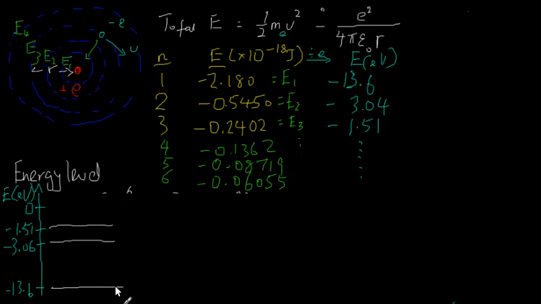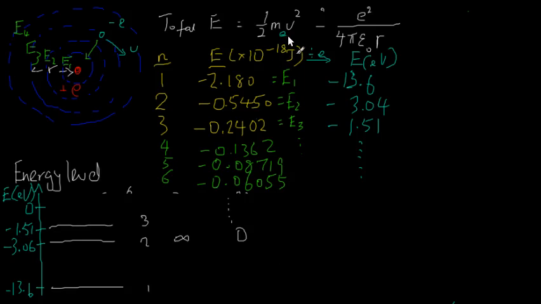So that's the first level, where n is equal to 1, n equals 2, n equals 3, and so on. And you notice that the energy values get closer and closer. What you see here is that the magnitude gets smaller and smaller, but it remains negative. And in fact, if you keep going all the way to infinity, this would tend to 0. It would never become positive.